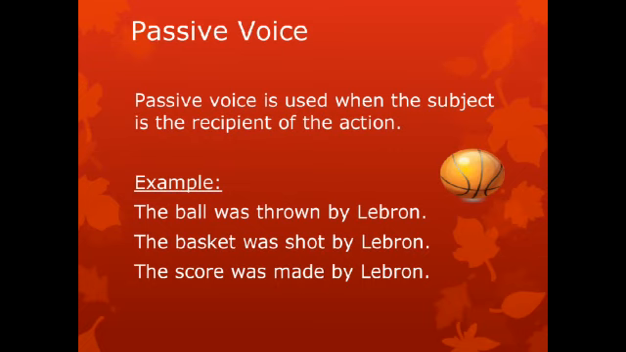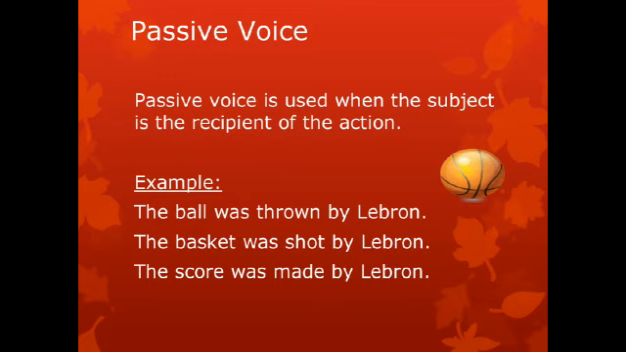Now let us see what passive voice is. Passive voice is used when the subject is the recipient of the action. Recipient of the action means he is receiving the action. The example given is about the ball: the ball was thrown by LeBron. In the previous slide we saw LeBron was throwing the ball. Now in this slide we see that the ball was thrown by LeBron.